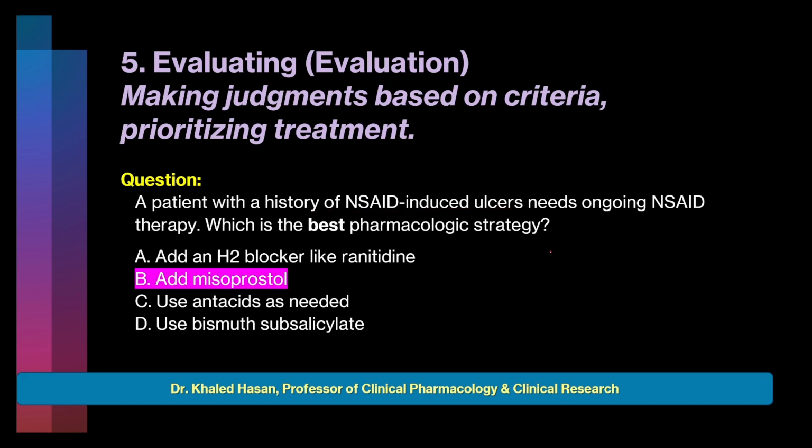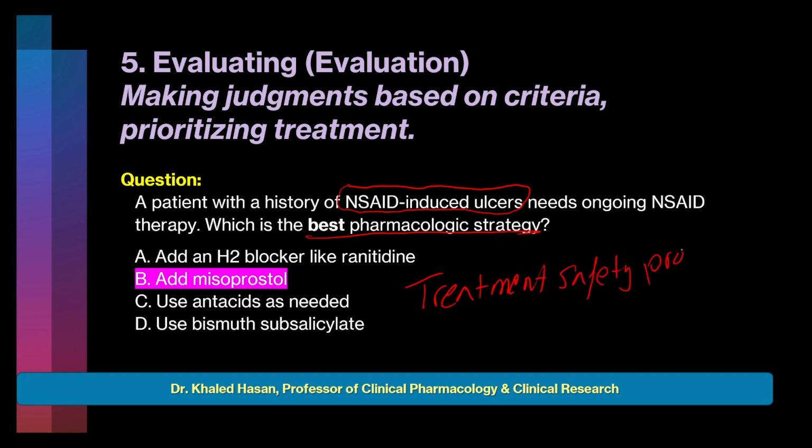Here I would like to clarify an important concept. For example, when you have patients with NSAID-induced peptic ulcer disease, misoprostol is the best pharmacological strategy. But for the treatment, the best strategy with a safety profile will be a proton pump inhibitor, followed by an H2 blocker, in order to avoid adverse drug reactions for the patient.